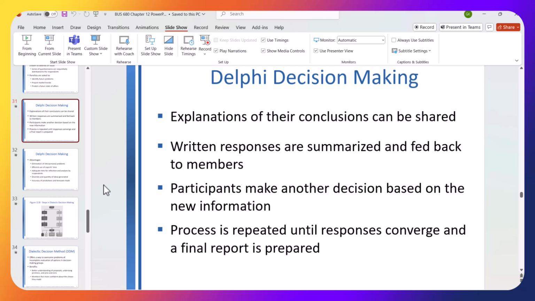Delphi decision making. Explanations of their conclusions can be shared. Written responses are summarized and fed back to members. Participants are making another decision based on the new information. Process is repeated until responses converge and a report is final.